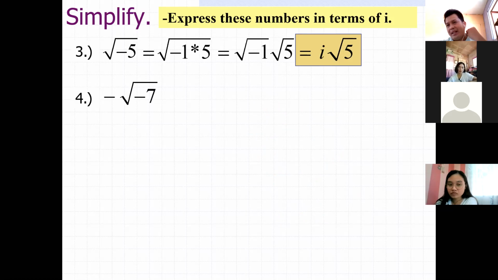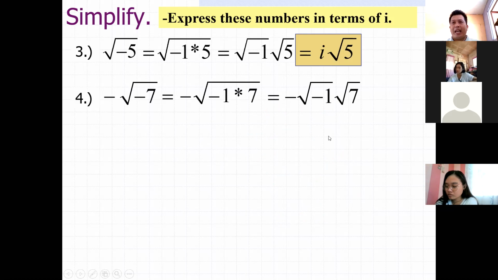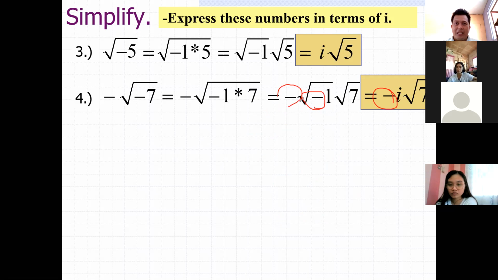Negative square root of -7. So if you simplify again, -7 can be written as the square root of -1 times 7, which can be applied using the properties of radicals. So therefore, your answer is -i square root of 7. The negative there is not from the -1, but from the outside of the expression, which is the sign of the square root of -7. So be careful with this kind of solution, class.